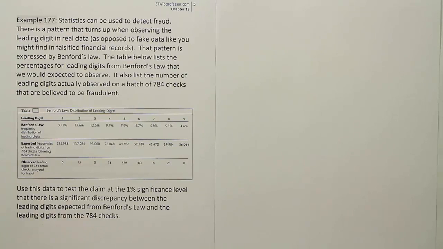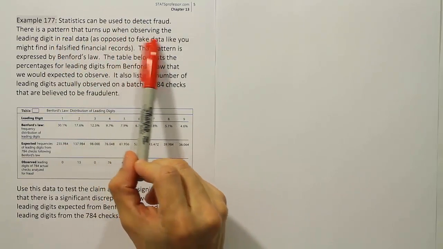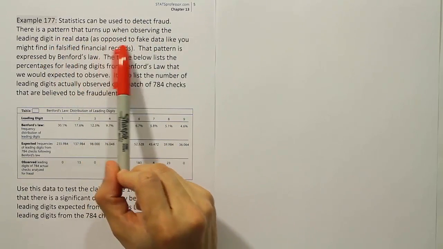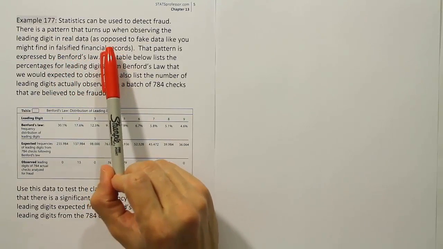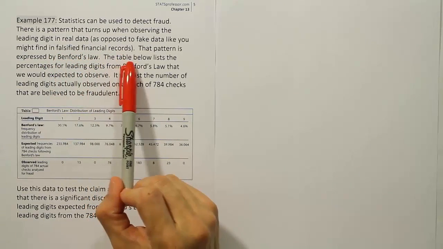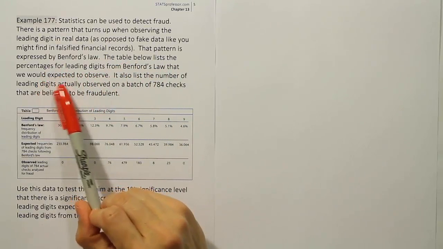Example 177. Statistics can be used to detect fraud. There is a pattern that turns up when observing the leading digit in real data as opposed to fake data, like you might find in falsified financial records. That pattern is expressed by Benford's law. The table below lists the percentages for leading digits from Benford's law that we would expect to observe.